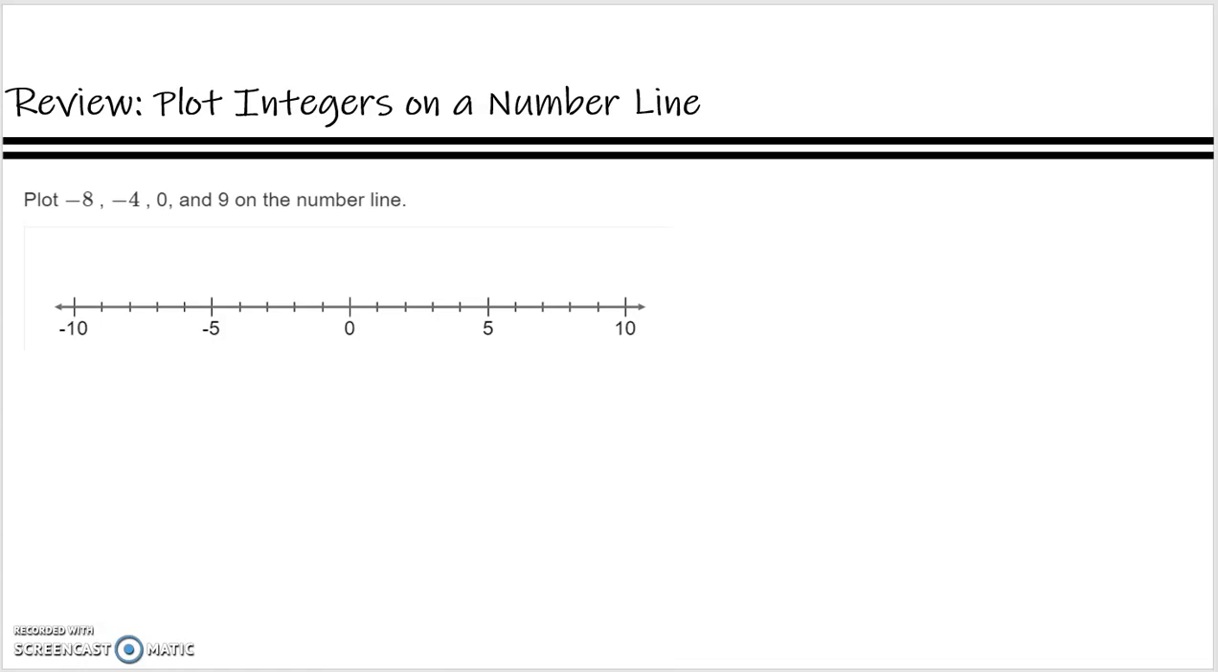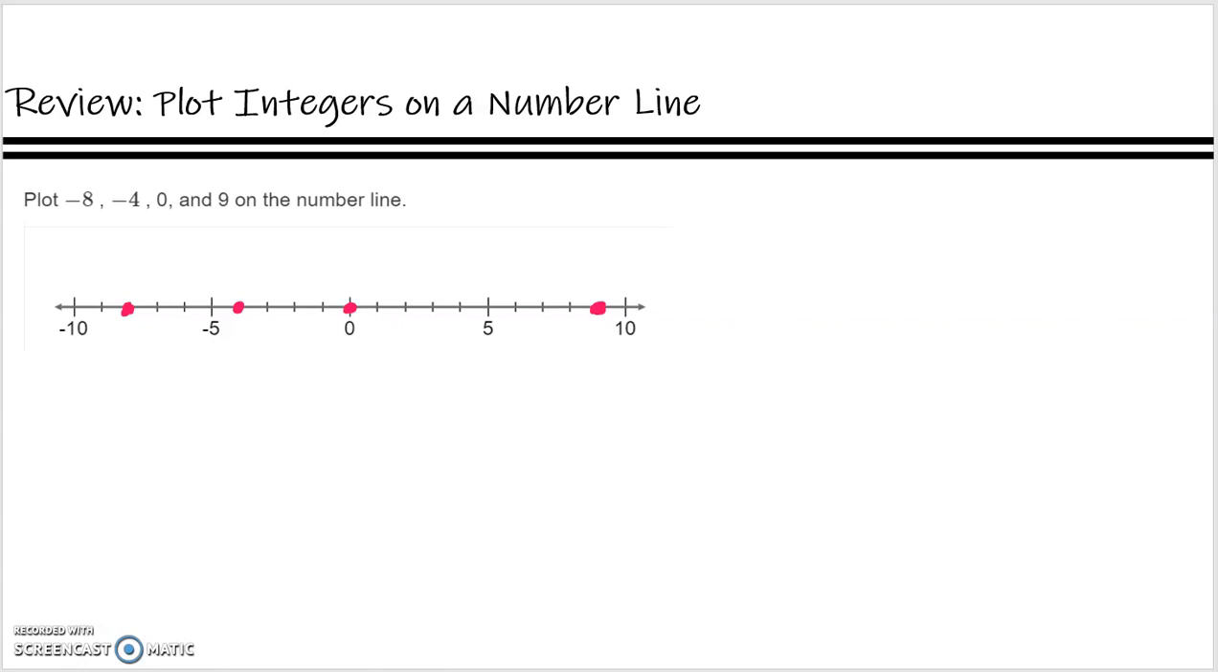Hopefully you remember that -8 would be to the left. Your negative numbers for your horizontal number line are always going to be to the left. So here's -5, -6, -7, -8. -4 would be 4 to the left of 0, right here. 0 is right in the middle. Better. And 9 would be 9 to the right, almost to 10.